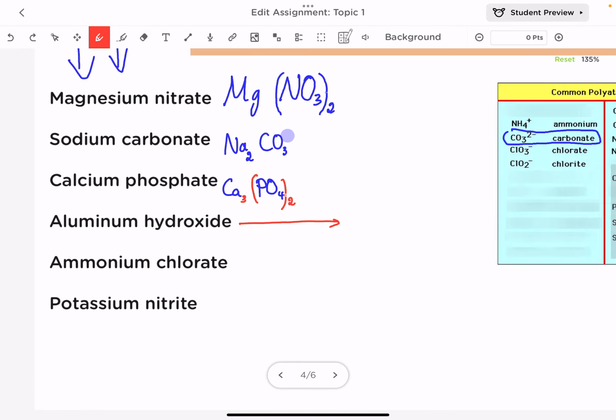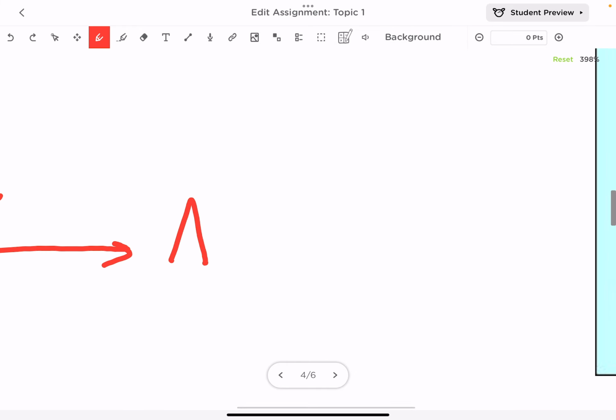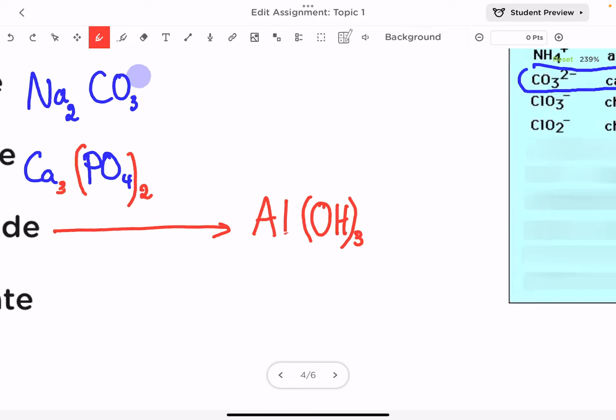Another example, aluminum hydroxide. Here's the hydroxide. Aluminum belongs to group 13, so it has a positive 3. And the hydroxide, 1 minus. Again, the number 3, just the number, I take it and I write it down next to the OH, and 1, I can ignore it. Now, when I'm writing my final answer, I need to remember to remove the positive and the negative charges written at the top. And if the polyatomic ion has a number next to it, we place parentheses.